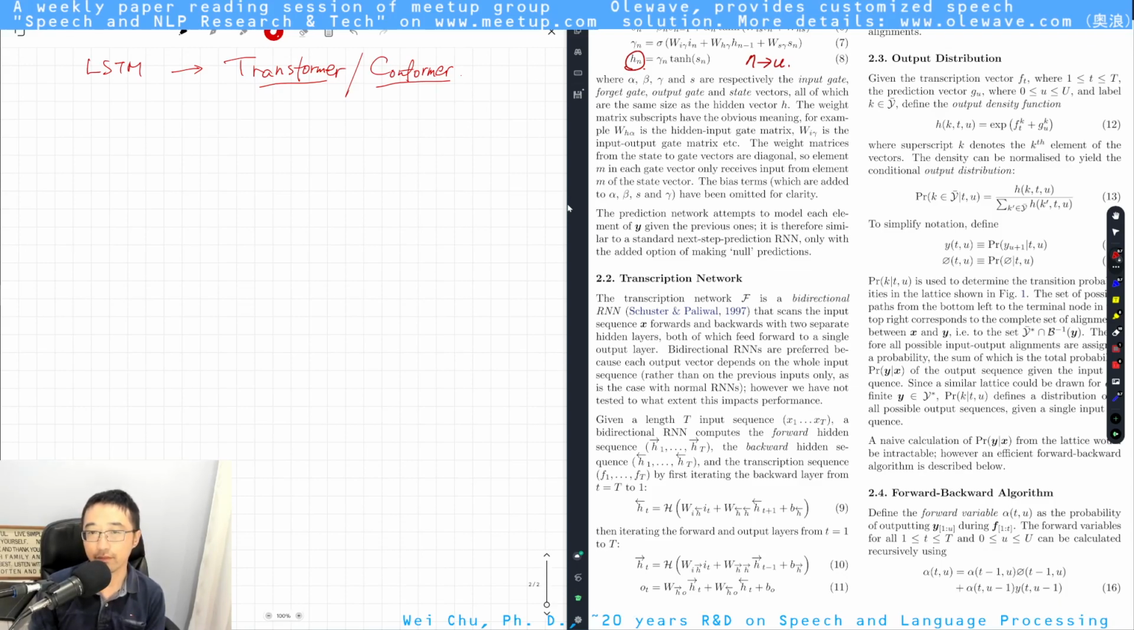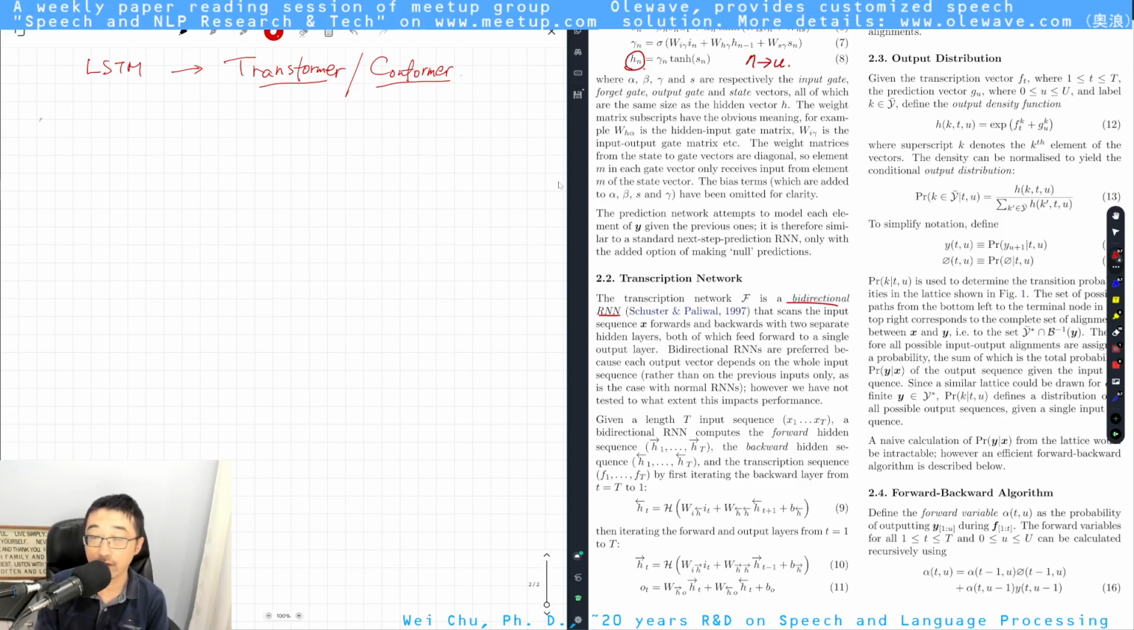Then he talks about the transcription network. I think the transcription network, although the equation is like this, is actually slightly more sophisticated than the prediction network. So how does that work? First of all, he talks about this network being a bidirectional RNN. But of course, you can imagine that you can always replace this with a bidirectional LSTM, or nowadays a transformer, same thing.